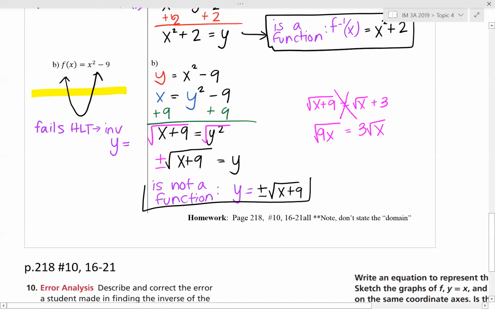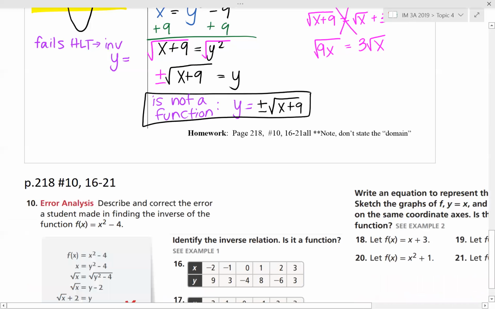So the big idea for this lesson is that I can reverse the roles of x and y to create an inverse of a relation. I want to see if the graph of the original equation passes the horizontal line test, and that tells me whether or not the result, its inverse, is a function or not.